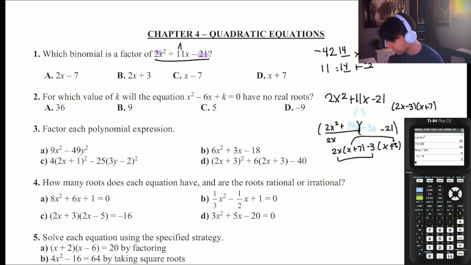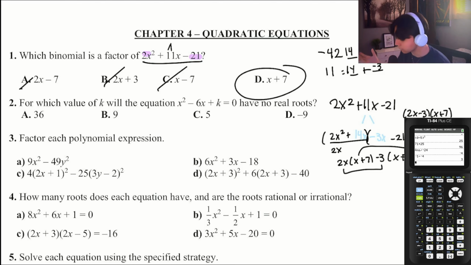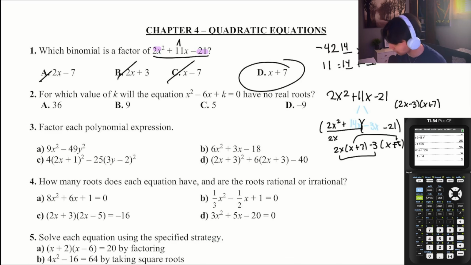And if we're looking here, which binomial is a factor? 2x minus 7 is not a factor, 2x plus 3 is not a factor, x minus 7 is not a factor, but x plus 7 is. So that is going to be the answer to that question. You're just going to have to factor that. It's a bit of an easy one, but we'll take what we can get, right?